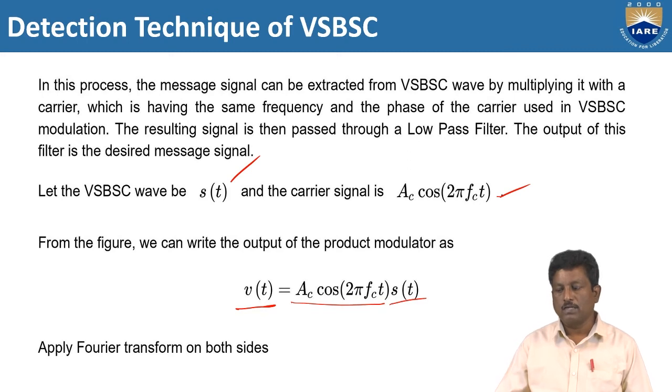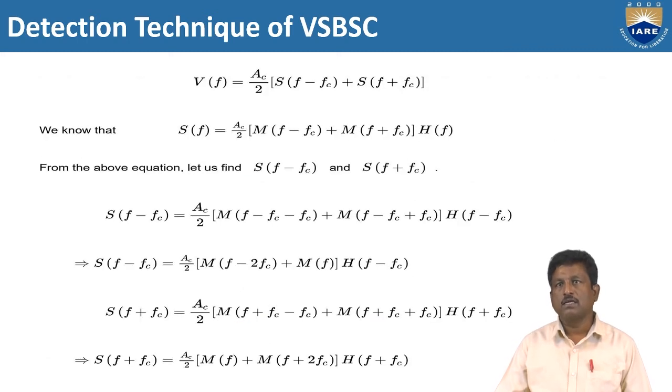So after application of the Fourier transform to this, we can have this expression: V(f) equal to Ac/2 [S(f - fc) + S(f + fc)]. So you know that from this, the mathematical equation for the Fourier transform of the original signal m(t) is given by S(f) equal to Ac/2 [M(f - fc) + M(f + fc)] into H(f). So it is the filter transfer function H(f), the low pass filter. With the support of the low pass filter only, we can eliminate the high frequency components and allow only the low frequency components.